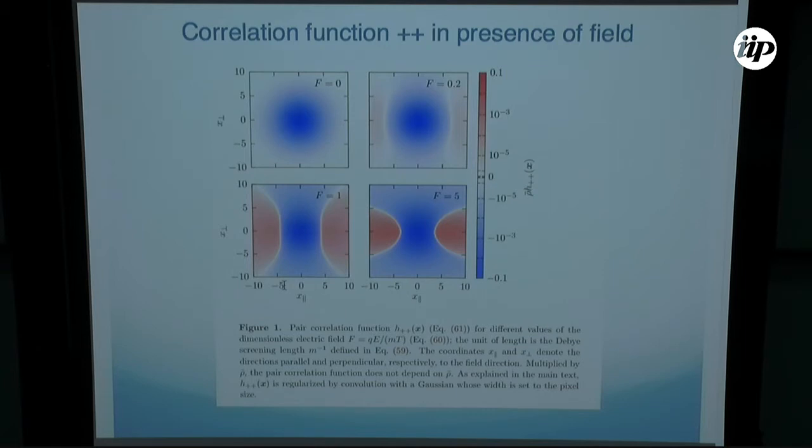So the first thing is the pair correlation function H plus X. This is the probability that you have another cation near a cation. So I place a positive charge in the middle. You can see that there's this symmetric hole which is dug out, right? The cations don't want to come and sit next to another cation. If you apply an electric field, you can see that this probability is deformed, okay? So you start having a positive probability of having another cation behind you.